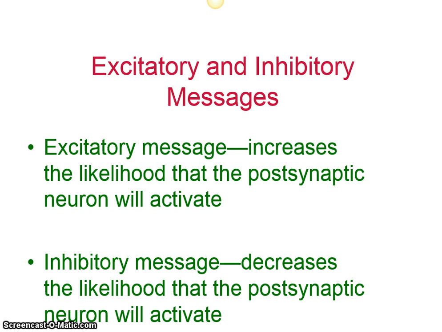The neurotransmitters communicate either excitatory or inhibitory messages. An excitatory message increases the likelihood that the postsynaptic neuron, or the receiving neuron, will fire. The inhibitory message decreases the likelihood that the postsynaptic or receiving neuron will fire.